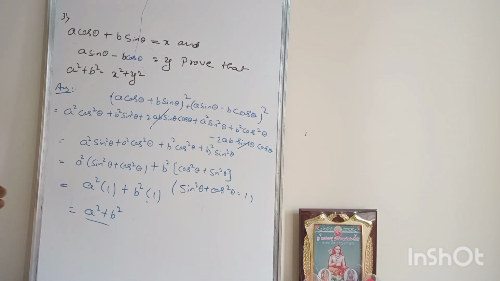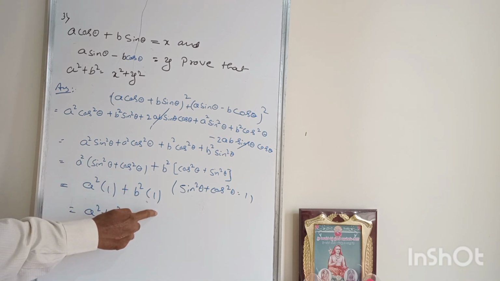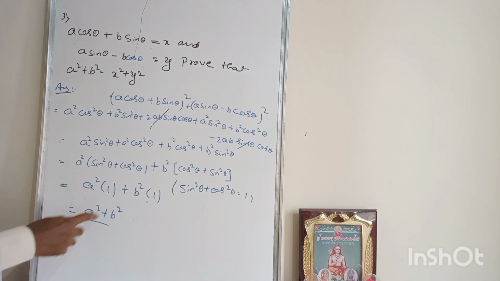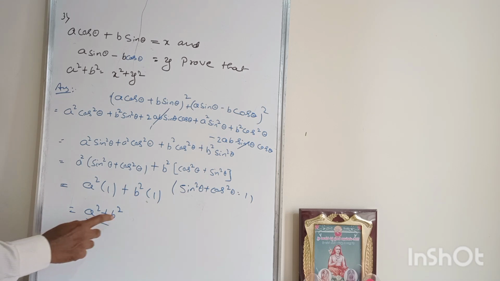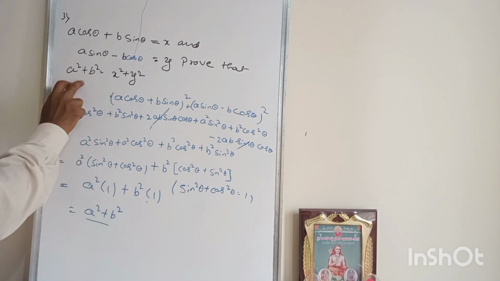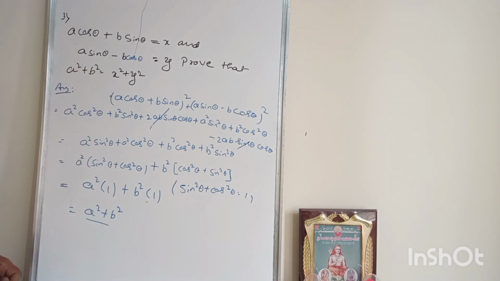Substituting that, A square into 1 plus B square into 1. Therefore, A square into 1 is A square, B square into 1 is B square. Therefore, A square plus B square. We have arrived at the answer.